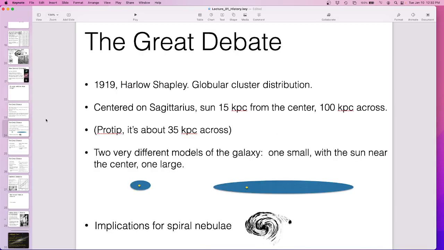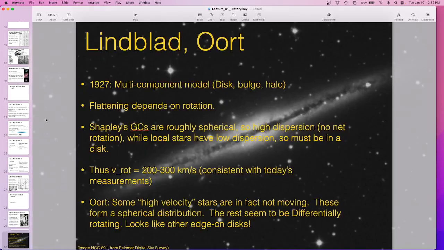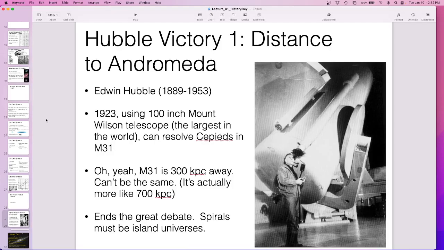So now we've got these two pictures. Neither of them are right. Both of them have aspects that are right, but neither of them are quite right. Things are huge and far away. So this was, I should have that up here, 1923, I guess. So his first major discovery was the universe is really damn big.